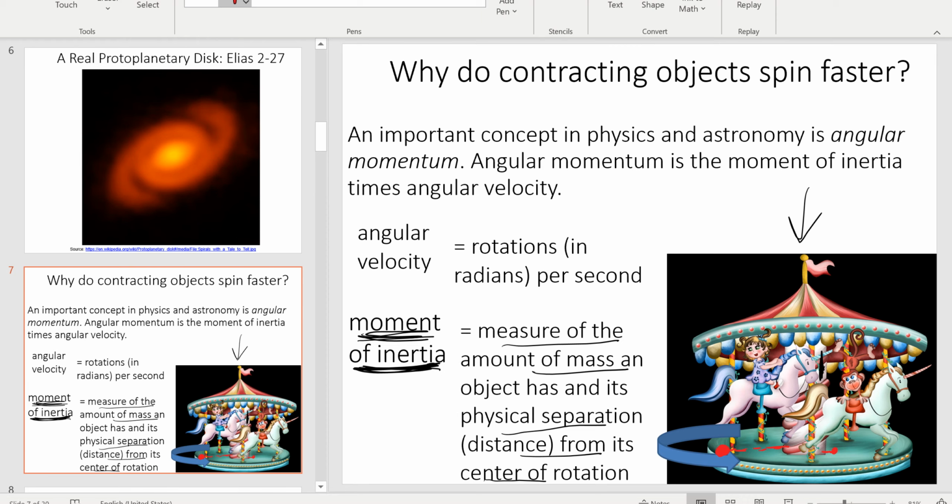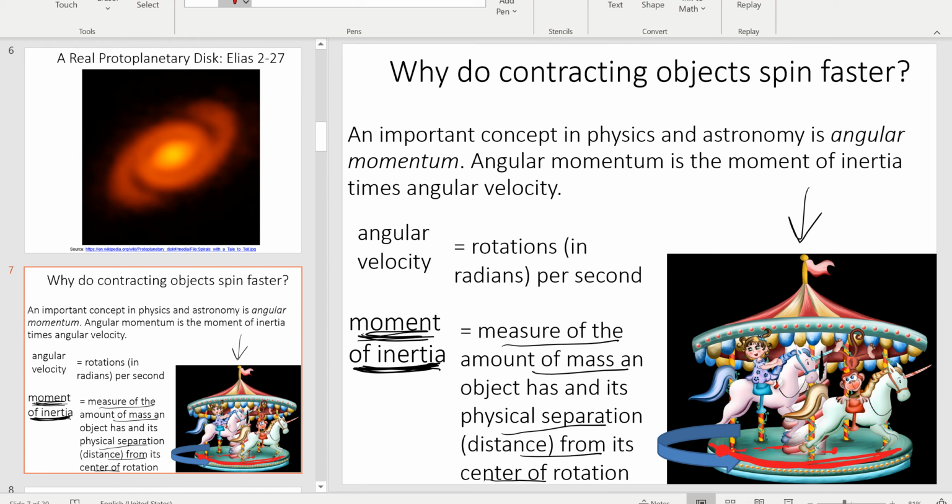Now in this course, we're not going to be computing moment of inertia. We just need to understand it in principle. If we take a lot of this mass in the merry-go-round and we bring it toward the outside, we will increase the moment of inertia even if the total mass doesn't change, because we're increasing the distance between the molecules that make up the merry-go-round and the center of rotation, in this case the center of the merry-go-round.